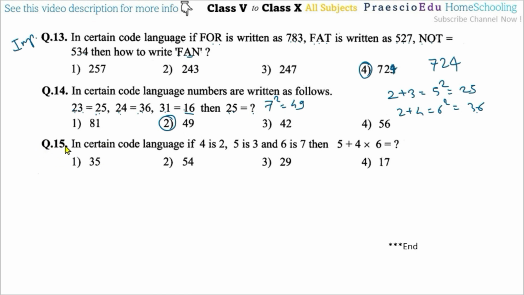Then question number 15. In a certain code language, if 4 is 2, 5 is 3, and 6 is 7, then 5 plus 4 multiplied by 6 is equal to how much? So 5 is 3, so here 3 plus sign, and 4 is 2 multiplied by 6 is 7, so here 7. So 3 plus 2 multiplied by 7. Multiplication first we will do. So 2 times 7 is 14, and 3 plus 14 is 17. So 17 is given in option number 4.